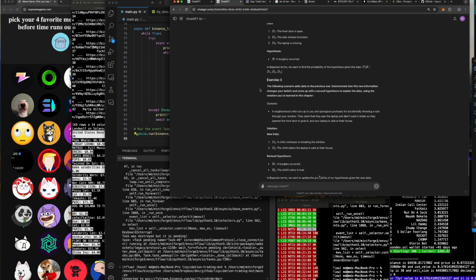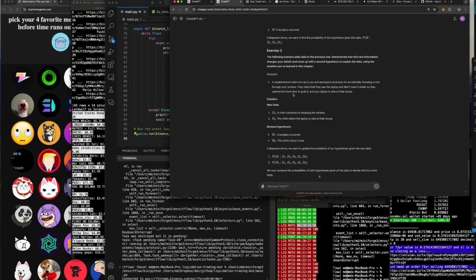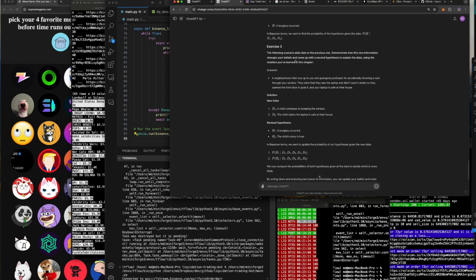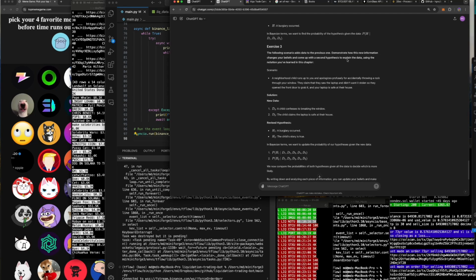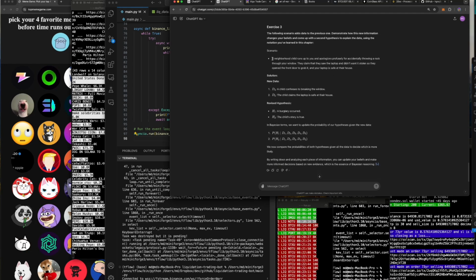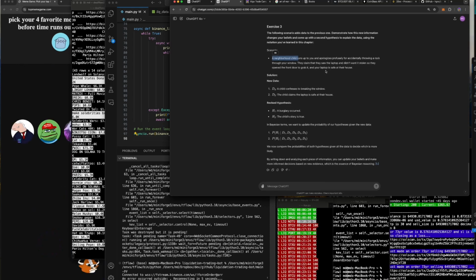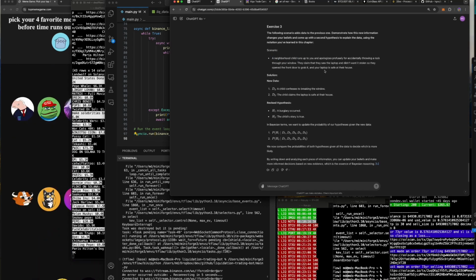We're going to look at exercise 3. The following scenario adds data to the previous one. Demonstrate how this new information changes your beliefs and come up with a second hypothesis to explain the data using the notation you've learned in this chapter. Scenario: a neighborhood child runs up to you and apologizes profusely for accidentally throwing a rock through your window. They claim that they saw the laptop and didn't want it stolen, so they opened the door to grab it, and your laptop is safe at their house. That's funny.